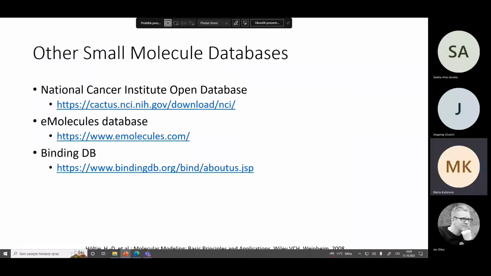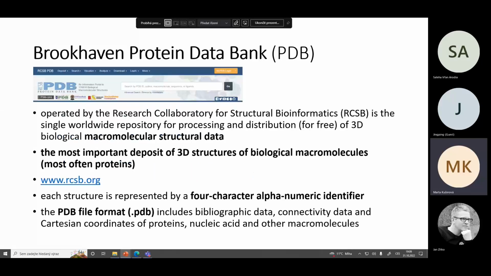And here are some other databases for small molecules. For example, the National Cancer Institute in the US also publishes the compounds that have some anti-cancer or anti-proliferative activity, and there are some other databases. So until now, we have talked about the databases containing mostly small molecule data.